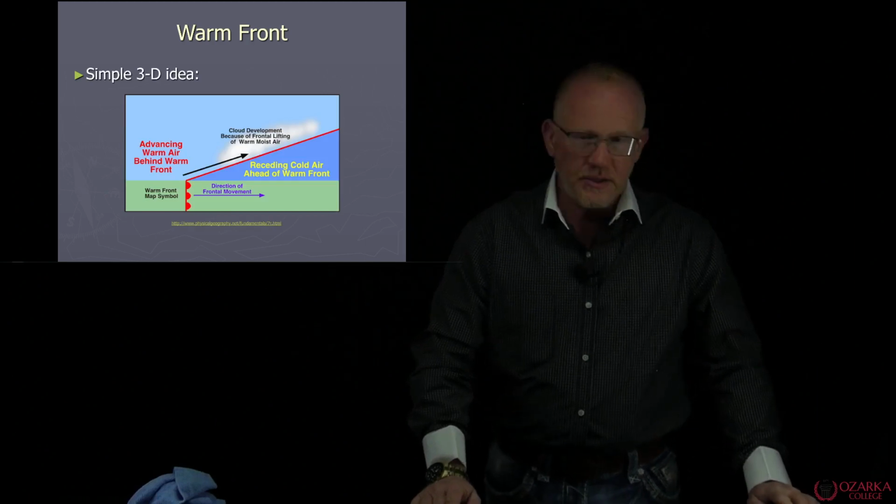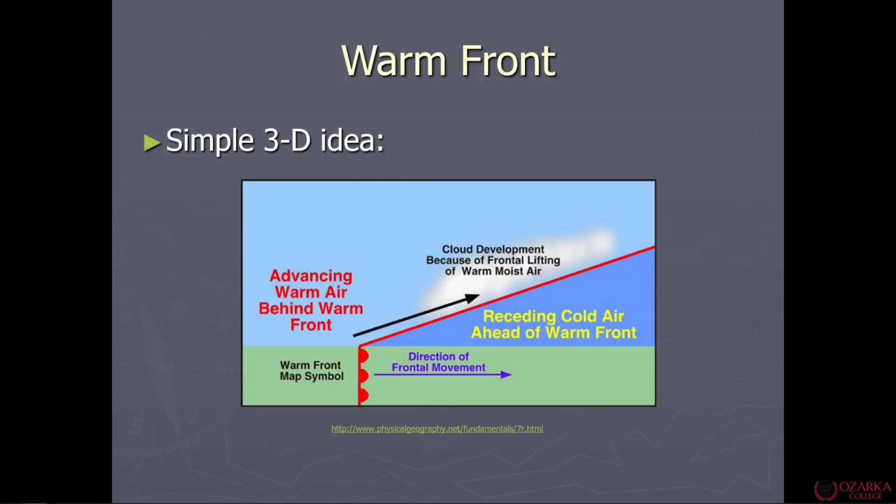Now let me blow this one up so you can see it. So the advancing warm air behind the front, the little red circles point towards where the cold air is, right? Now as it moves, the warm air rides up over the top of the cold air. Cloud develops again because of frontal lifting of the warm, moist air. All right, cold air is denser than warm air, so the warm air will go over the top of the cold air.